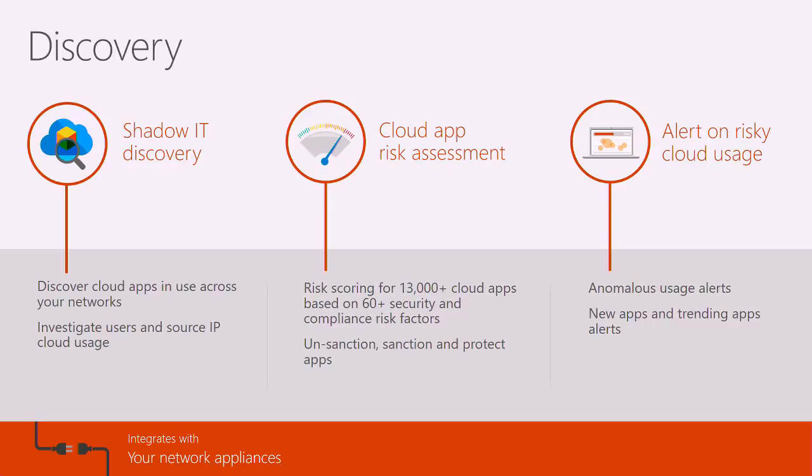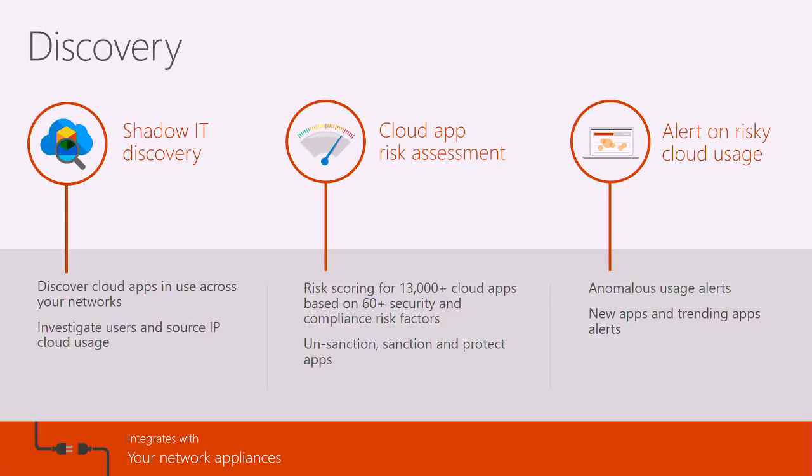We have a risk score for 13,000 cloud apps, and every time I show this to a customer, they kind of freak out a bit, because we support up to 13,000 apps. That is increasing all the time right now. And we base this on 60 different security and compliance factors, like, does this particular application support the AES encryption or this type of security? And I'll show you what that looks like.